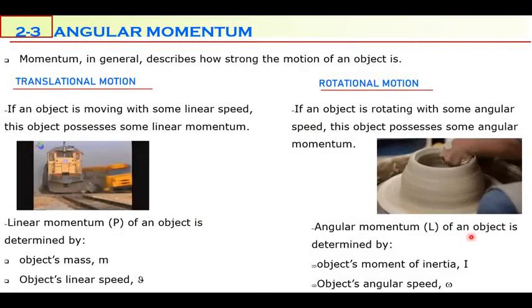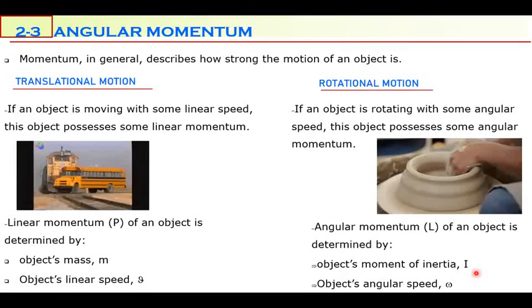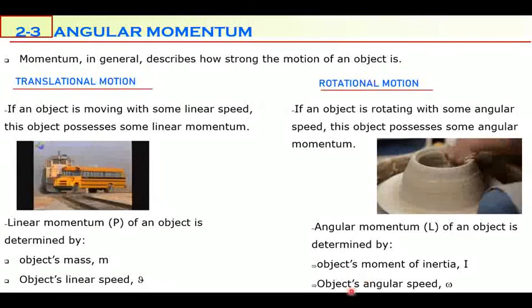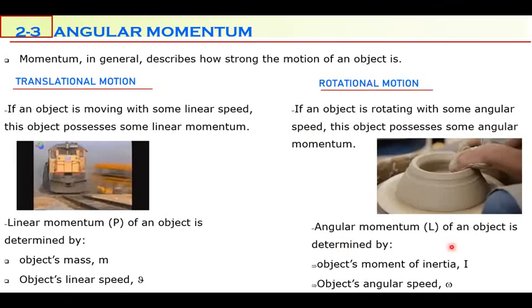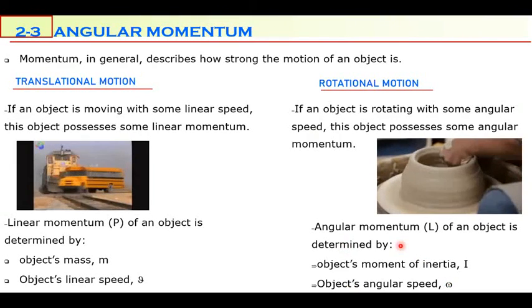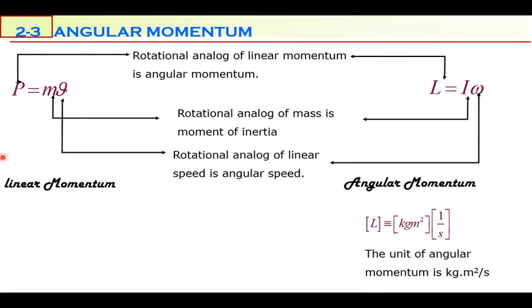An object has a moment of inertia I. The object has an angular speed omega. When we multiply I and omega, we calculate the angular momentum L. In linear motion, linear momentum is M times V; angular momentum is I times omega. What did we do? Instead of M, we put I, and instead of V, we put omega. L is the angular momentum.